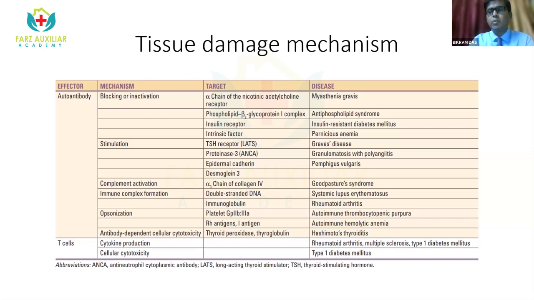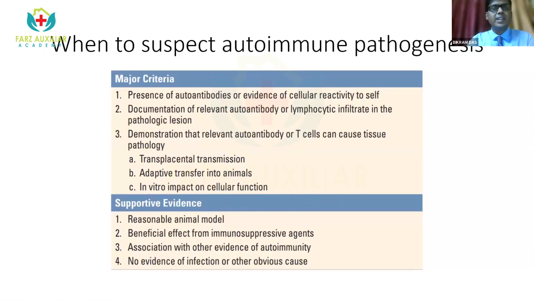You can see in rheumatoid arthritis, there is also antibody response and also T cell response causing this disease. So there is a lot of overlap between the two effector mechanisms. What is important for a clinician is when to suspect an autoimmune pathogenesis. Whenever there is a presence of autoantibodies or there is evidence of some cellular reactivity to the self antigens.